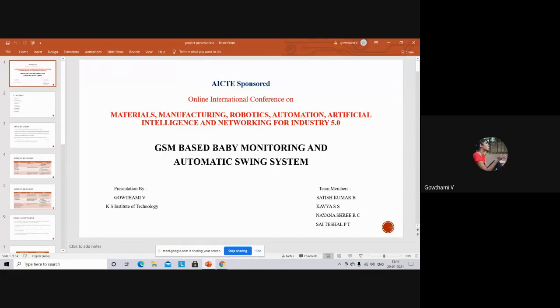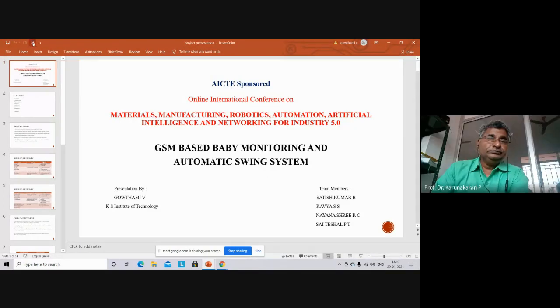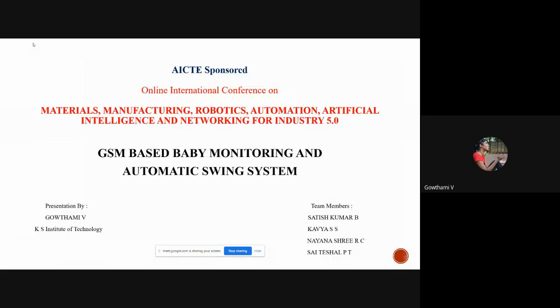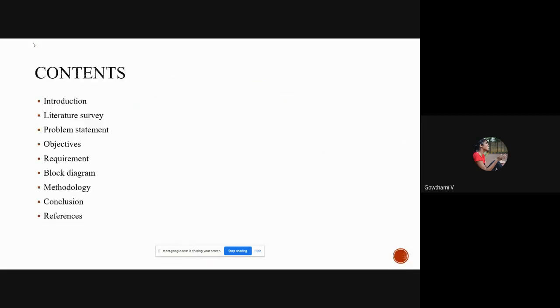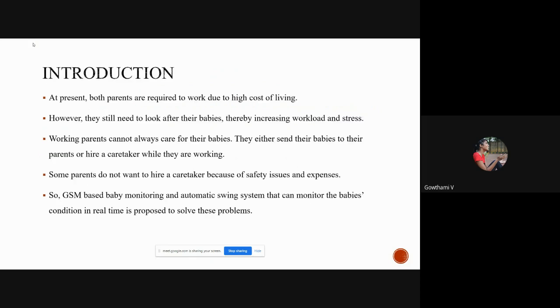Good afternoon, everyone. My name is Gautami and I am from KS Institute of Technology, Bengaluru. The topic of my presentation is GSM-based baby monitoring and automatic swing system. My teammates are Satish Kumar, Kavya, Nainashri, and Sai Teshan. Here is a list of topics that will be covered in this presentation. First of all, let me give you a brief introduction about our system.